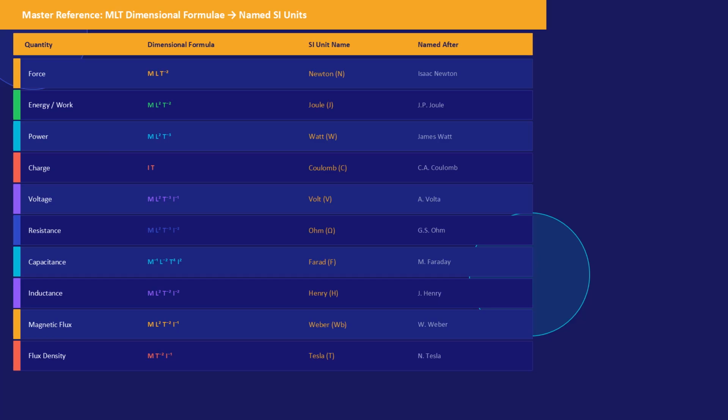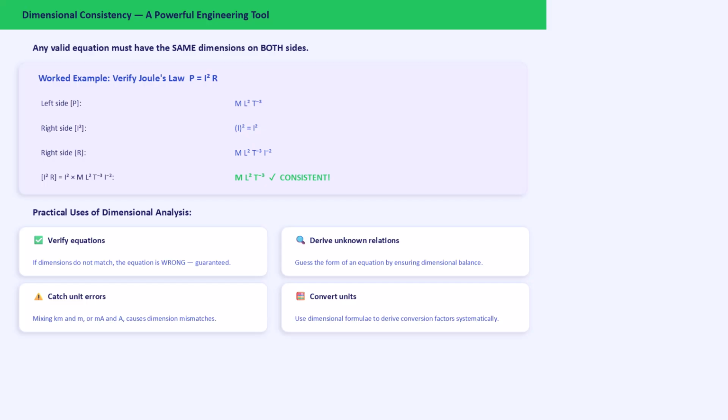Memorize the derivations, not just the results. If you understand how each unit is derived, you can always reconstruct it. Dimensional analysis is not merely a bookkeeping exercise. It is a powerful tool that every engineer must master. The fundamental rule is this: any valid physical equation must be dimensionally consistent. Both sides of the equation must have exactly the same dimensional formula. If they do not match, the equation is wrong, guaranteed.